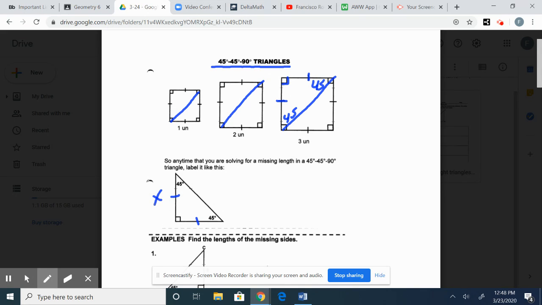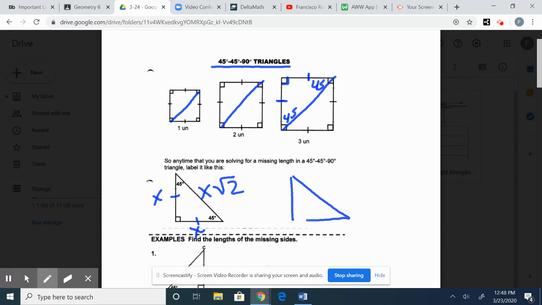Those are our x's. Now the longest side, which is the hypotenuse, would be x, and all we would have to do is add a square root of 2. So whatever our leg is, we just have to add a square root of 2, and that's how we find the hypotenuse without having to use the Pythagorean theorem.